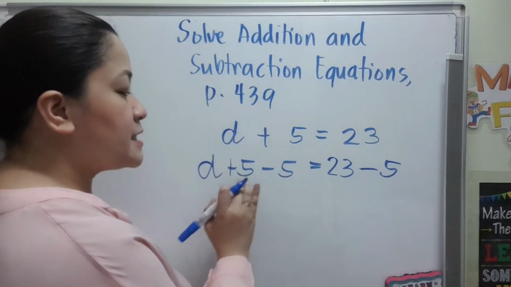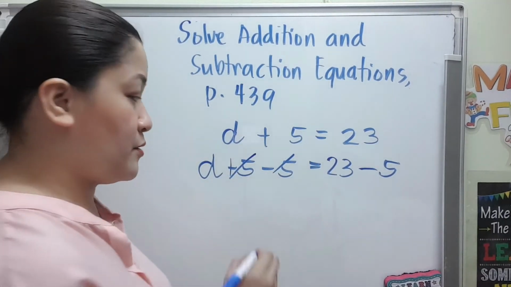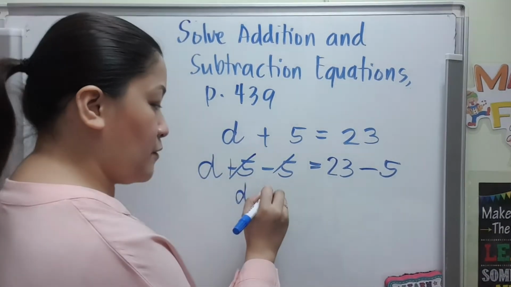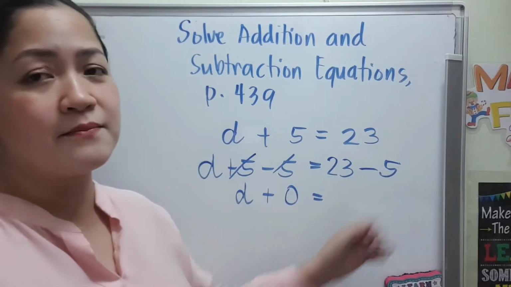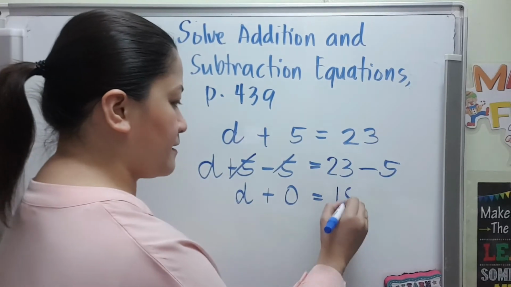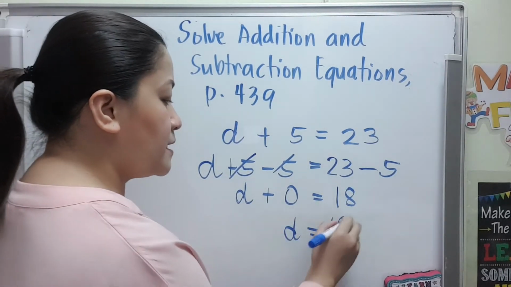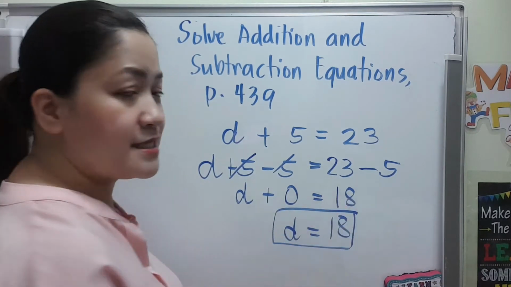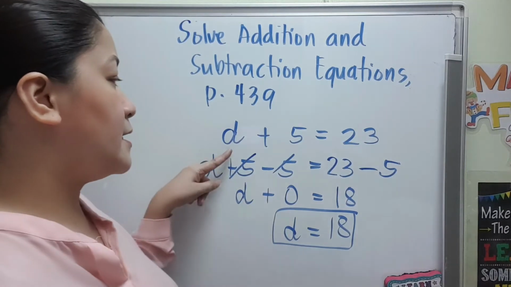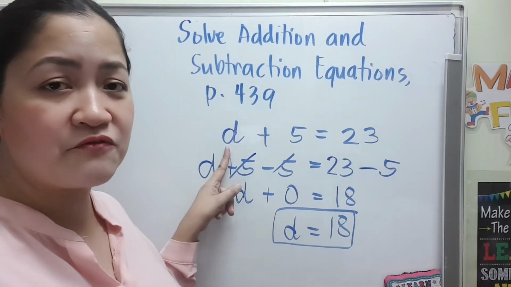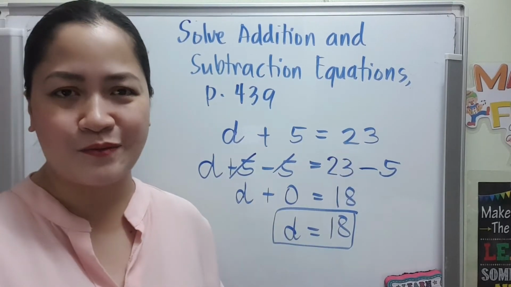And then, since these are inverse operations, that means they undo each other, or that is equal to 0. So it's like d plus 0 equals 23 minus 5 is 18. And d plus 0 is d. So that means the value of d is 18. To check if your answer is correct, substitute 18 in our variable. It will be 18 plus 5. And that is equal to 23.